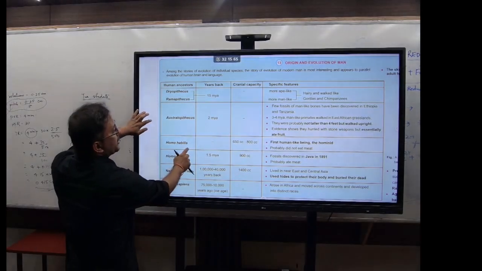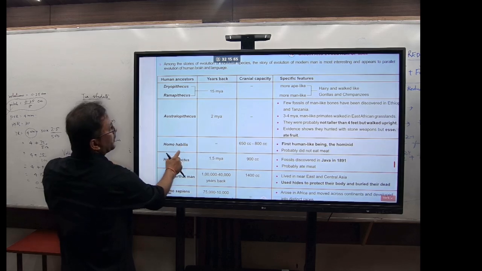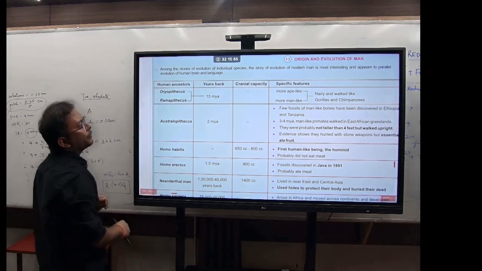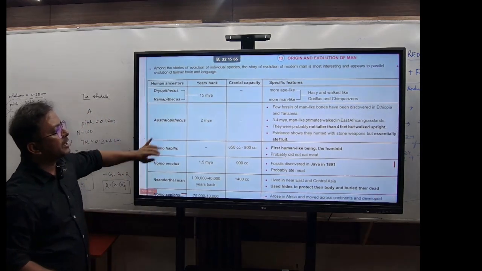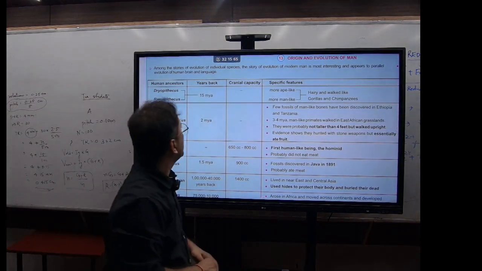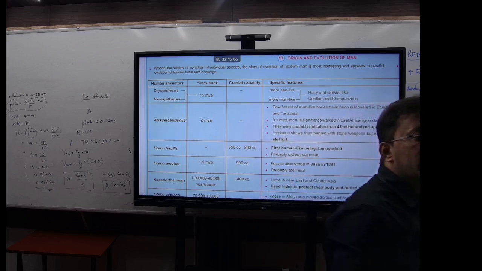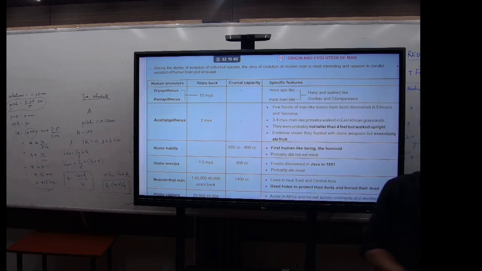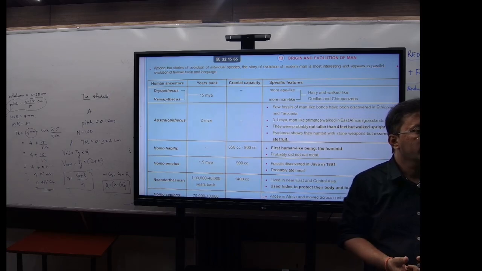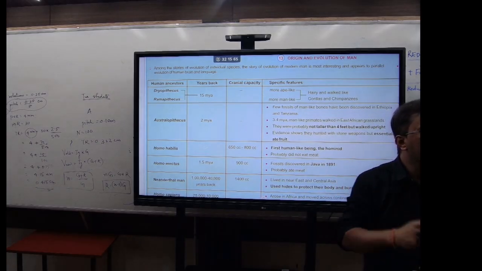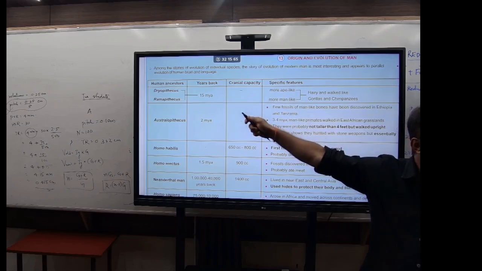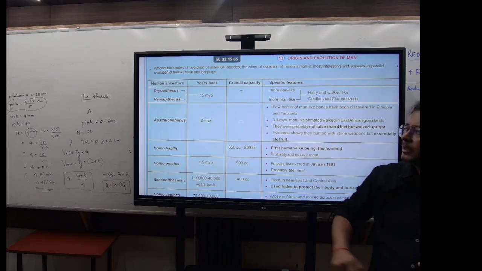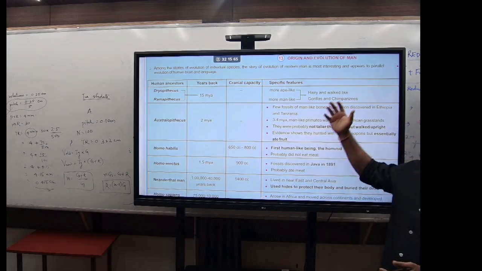So among the stories of evolution of different species, the evolution of modern man is the most interesting and appears to parallel evolution of the human brain as well as the language. It's not just about the evolution of the anatomy. It's evolution of the brain's function as well as the language. Only humans have the language, I mean, the verbal language.